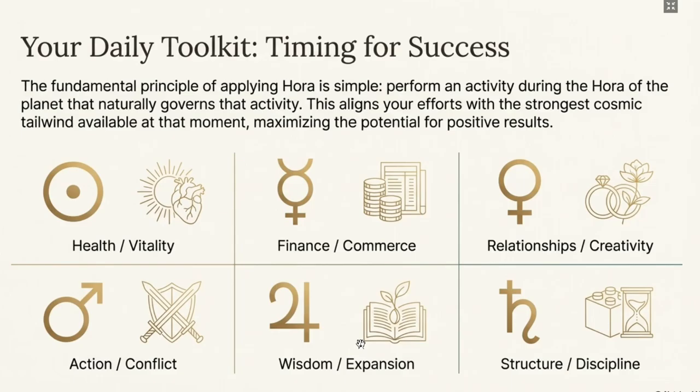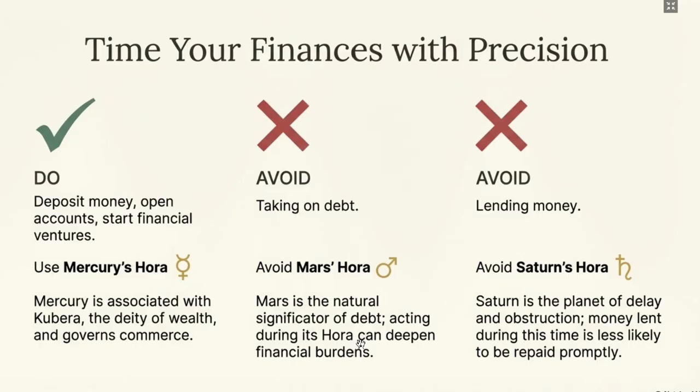Okay, so let's say you have to deposit money, open an account, or start financial ventures, then Mercury hora is favorable. Let's say you want to take any debt, then you should avoid Mars hora, because Mars is natural. We will see when we discuss the behavior of these planets, then you will understand why we choose a particular planet's hora to perform an activity, and why we avoid another planet's hora.